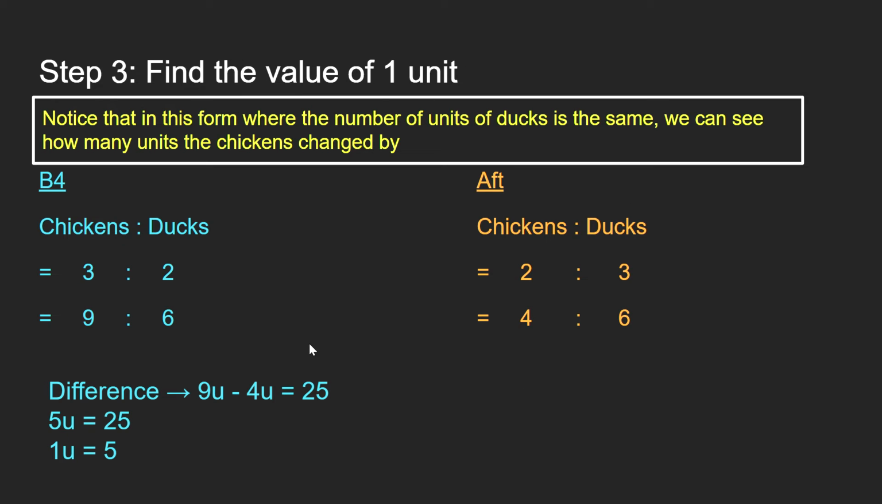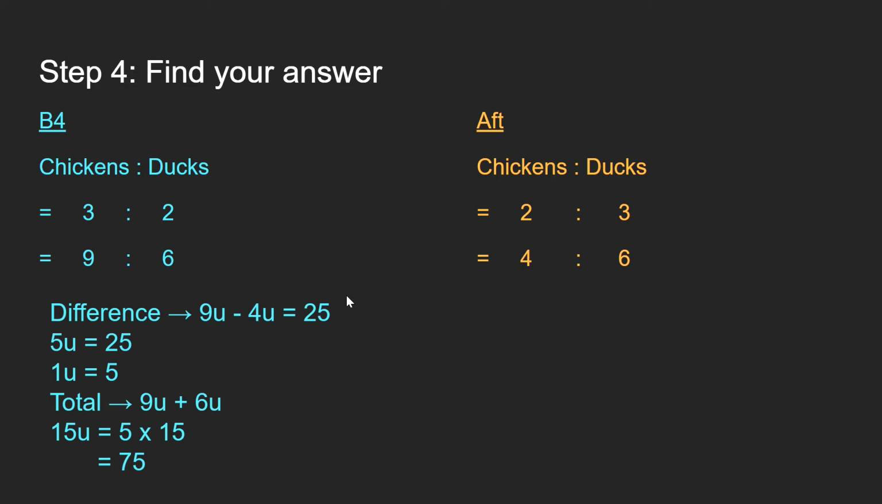So you can see that the chickens at first, there were 9 units of chickens. But after that, there were 4 units of chickens. And that is our change. So 5 units, which represents the 25, which was mentioned in the question. It was taken out. So now we can find 1 unit, which is 5. And with that, we can actually find our answer.